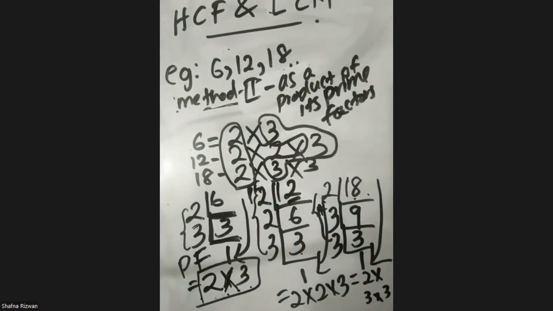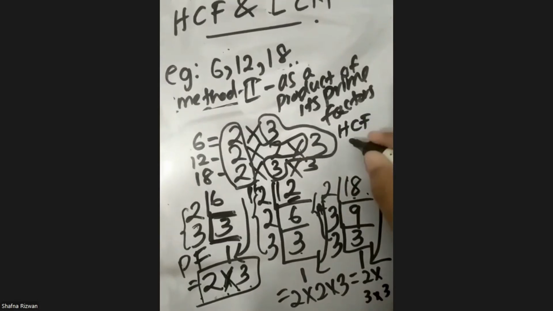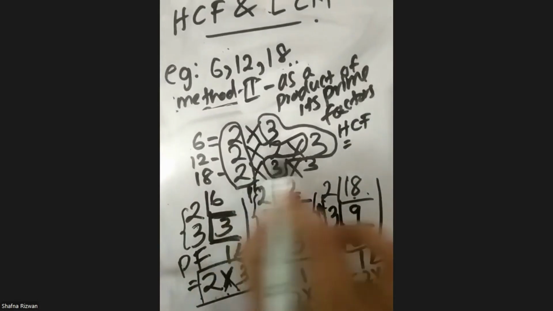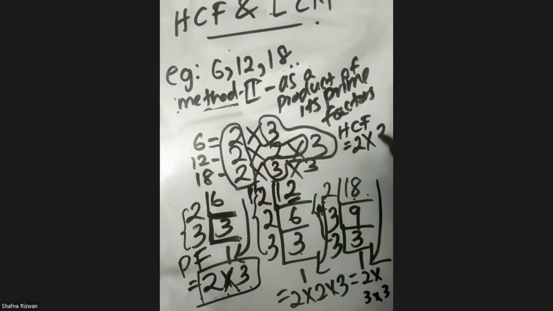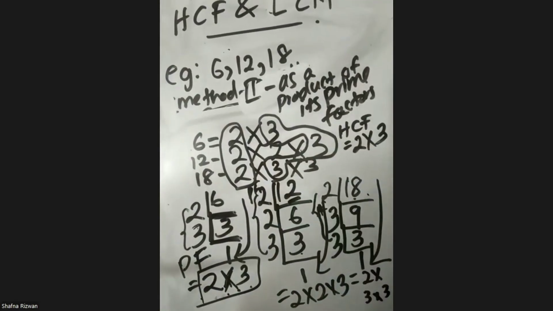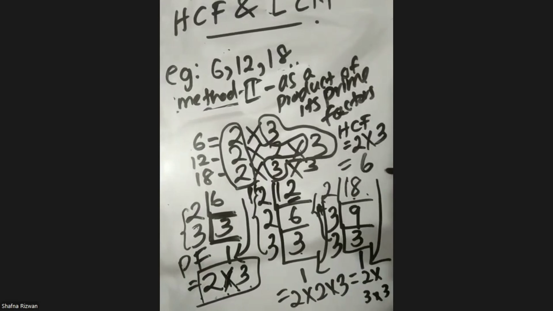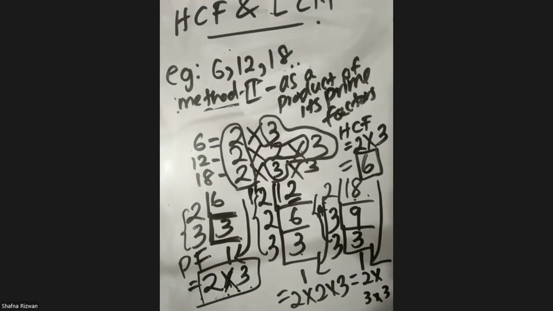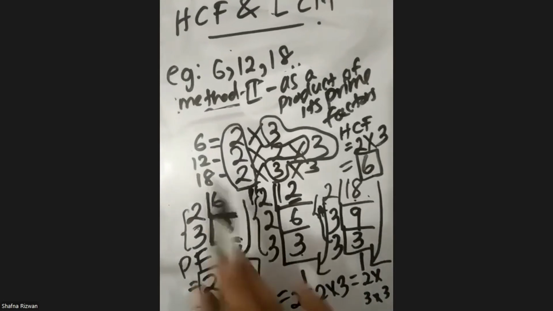After that, what will you do? You can say that your HCF is equal to whatever common you got here. Write it like this: 2 is common, so write 2 multiply, and the other common number is 3, so write 3 here. Then you have to multiply 2 by 3. How much will you get? 3 2s are 6. So your highest common factor will become 6.